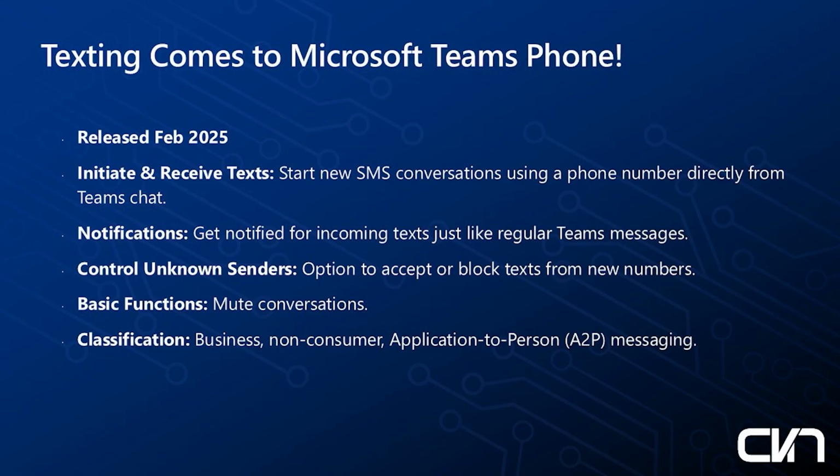Notifications come in just like any other Teams message. You can control unknown senders the same way as if you were to get a Teams message from an external user. You get that initial pop-up that says accept or block that contact. So you have that capability there. And then basic functionalities, mute conversations, etc. One thing I'm going to point out, and this may be new for some, is that the classification of texting here is application to person, which does require 10DLC registration. I'm going to go through that more in an upcoming slide, but it's an important call out so it's not confusing for some.